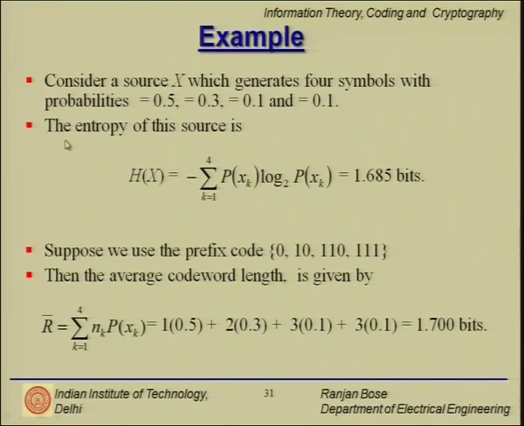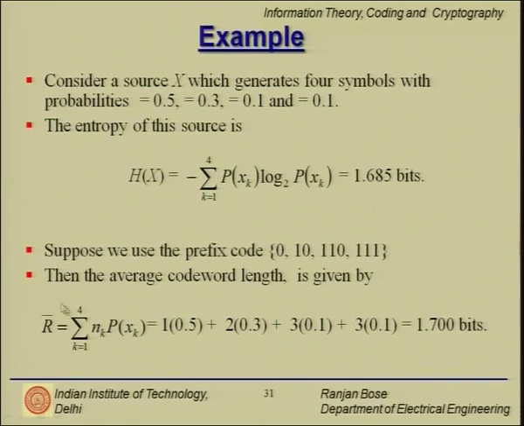So, first we would like to see what is the best we can do. H of x, plug in the values, I multiply it out and I get 1.685 bits. This is the entropy of this source. Now, 4 symbols, we have already done the binary tree example. We have 4 code words which form the prefix code 0, 10, 110 and 111.